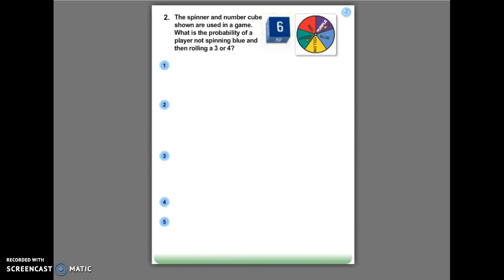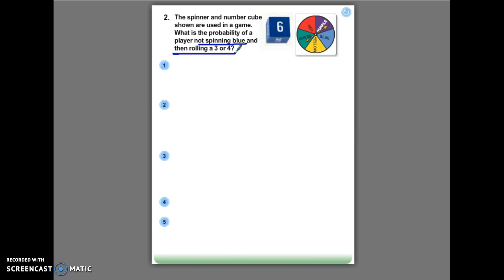So in example 2, this time we have a dice and a spinner. It says the spinner and number cube shown are used in a game. The probability of not spinning a blue and then rolling a 3 or a 4. So again, you could draw a tree diagram.